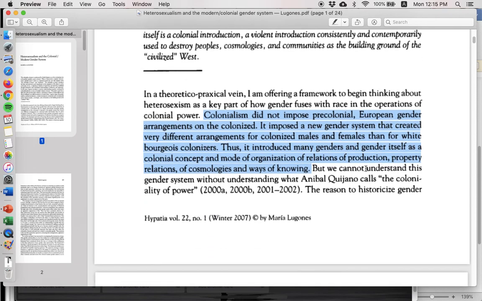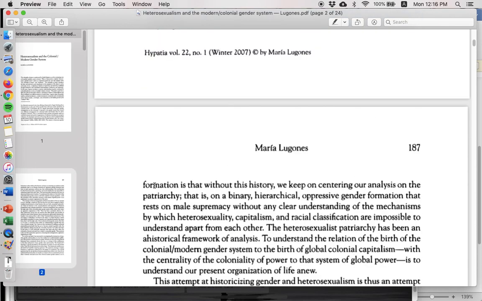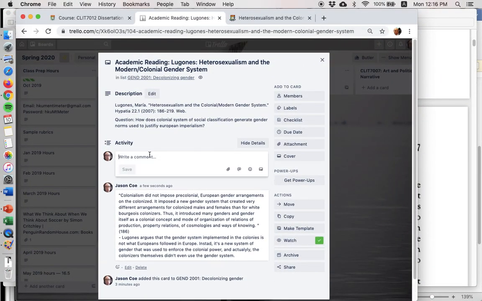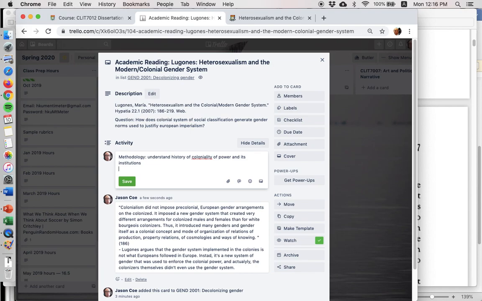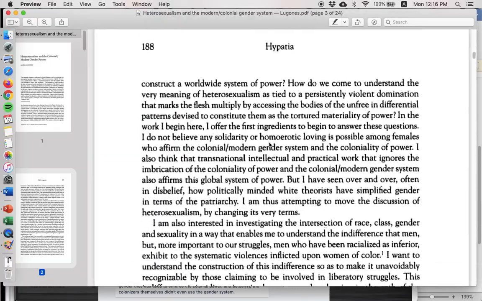But then, we cannot understand this gender system without understanding what Quijano calls the coloniality of power. The reason to historicize gender is that without history... So then I would say something like, okay, methodology: understand history of coloniality of power and its institutions. So I would say, this is the methodology that Lugones uses, taken from Quijano, because blah, blah, blah. Okay, so on and so forth. All right, so then I would just keep going and keep doing that, okay?